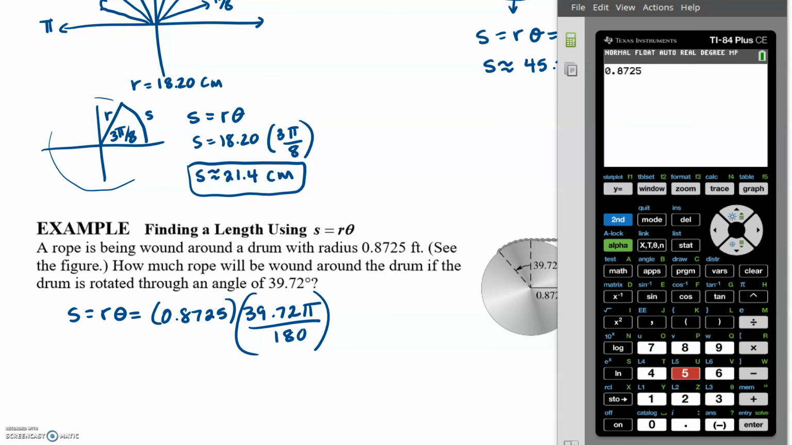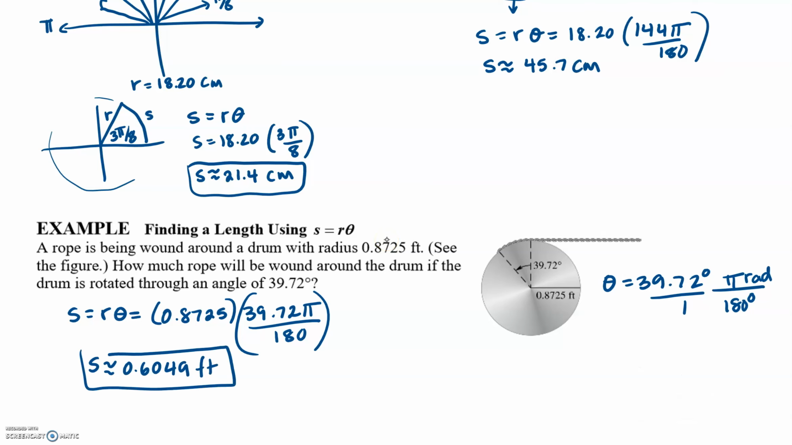So if I just take 0.8725 and multiply that by 39.72 times pi divided by 180, the answer is about 0.6, or maybe we're going to go out 4 places since this went out 4 places. 0.6049, because that's a 5 after the 8 there. And this time we're going to be in feet, since the radius was in feet. And that is the answer.